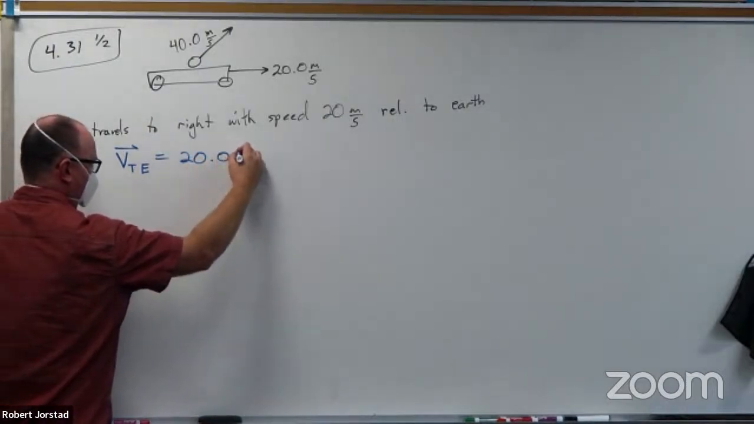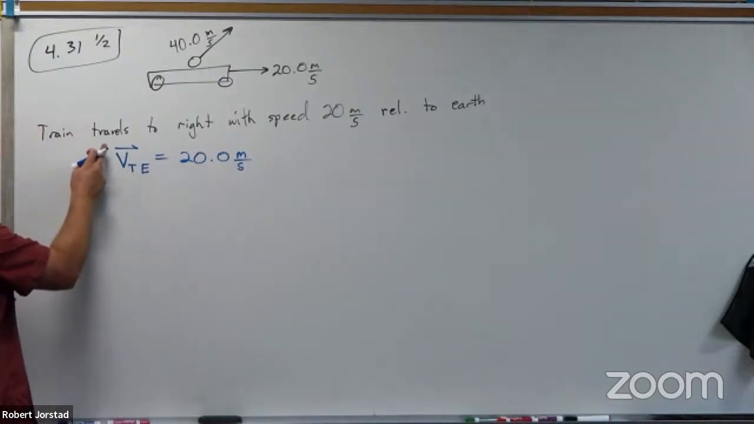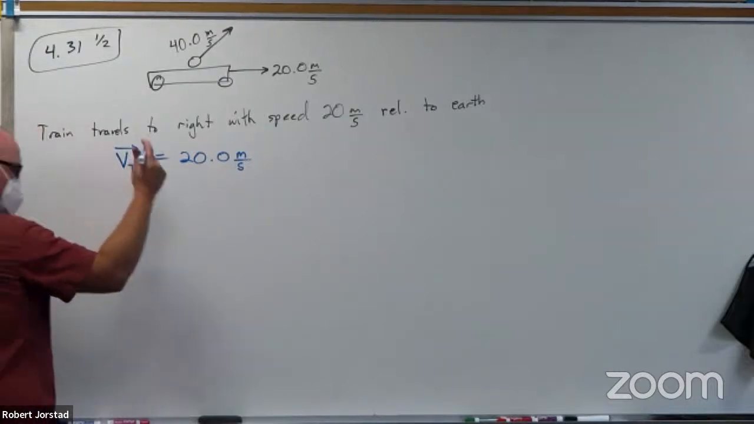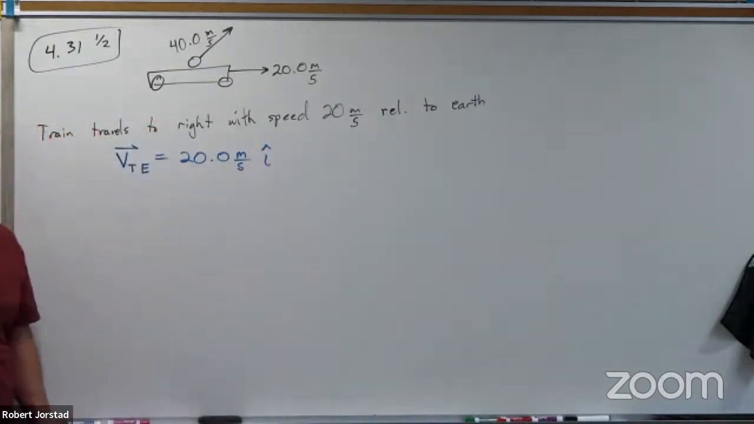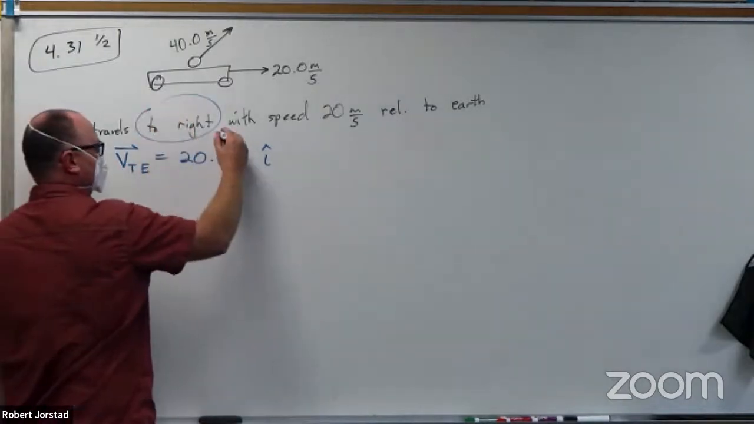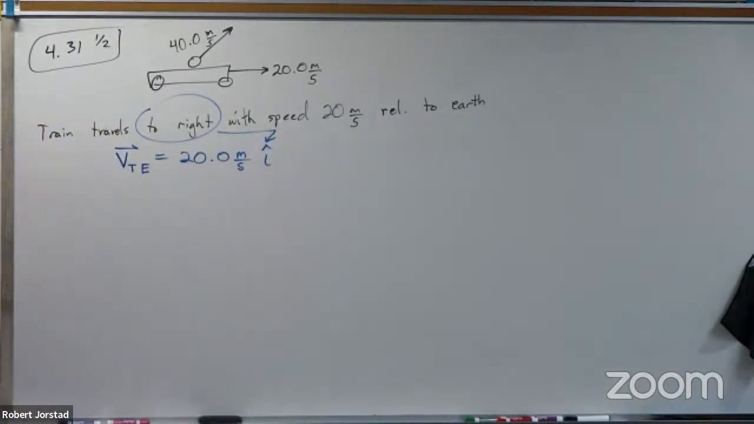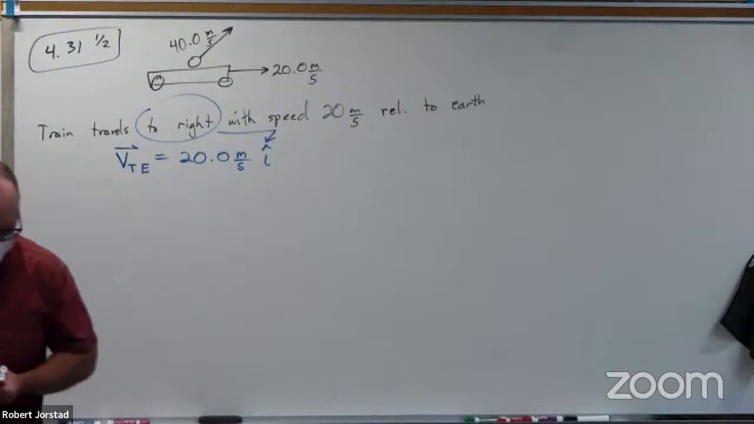20, not quite, meters per second. Oh, vector. Sorry. So this is crucial though. Speed and velocity are not the same. This told us to the right, and that's gonna matter. We know this velocity, not just the speed. Why am I bringing that up? What's the next one?